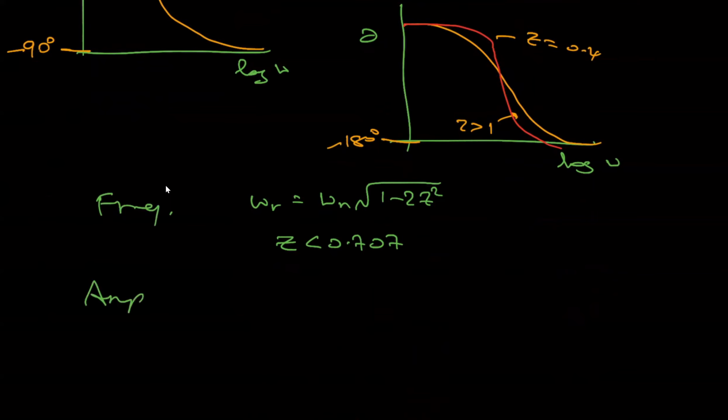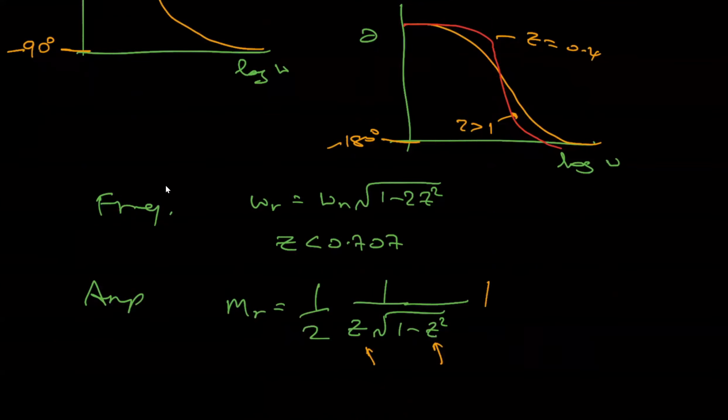The amplitude is given by Mr equals 1 over 2 zeta times the square root of 1 minus zeta squared. And here you can see perhaps that as zeta gets smaller and smaller, this value gets bigger and bigger. Notice the amplitude of the resonance peak gets taller and taller. And you can imagine in the limit, it approaches infinity effectively, when you get undamped oscillations. Okay, I think that's it. I think we're done.